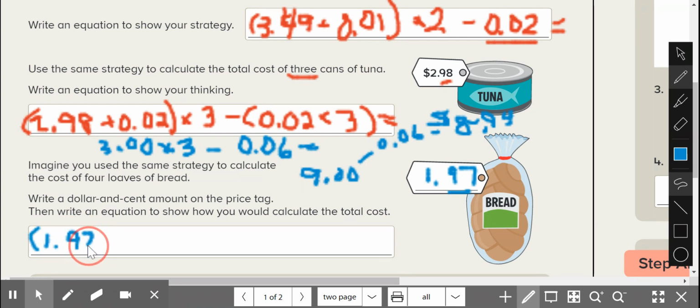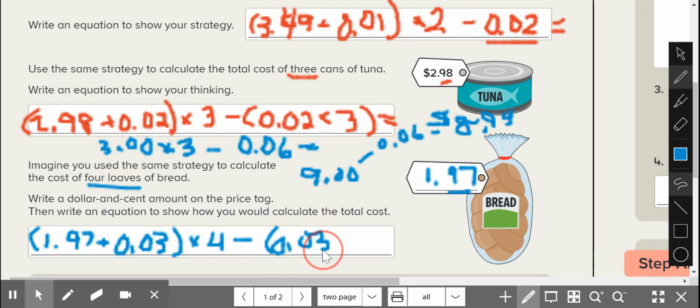$1.97, and I'll put my dollar sign in when I'm done. $1.97 plus 3 pennies. How many loaves of bread do I buy? 4 loaves of bread, right? 4 loaves. So I'm going to take that times 4. And then whatever I get for this answer, I had to add 3 cents. Now I'm going to take 3 cents away for each of my 4 loaves. 3 cents times 4.